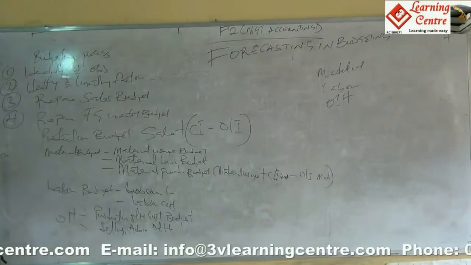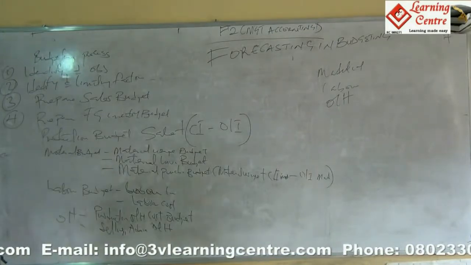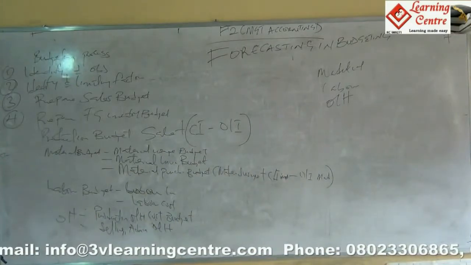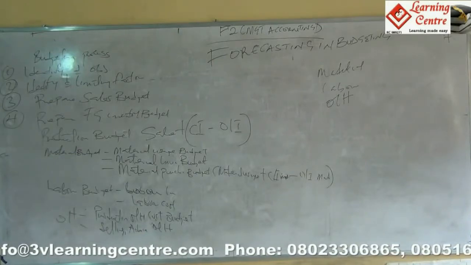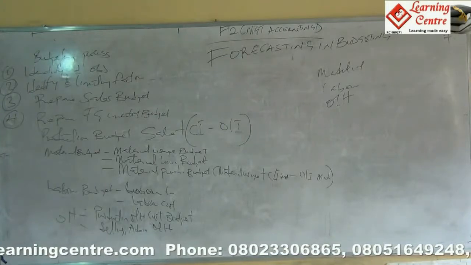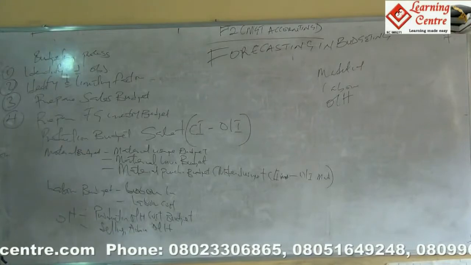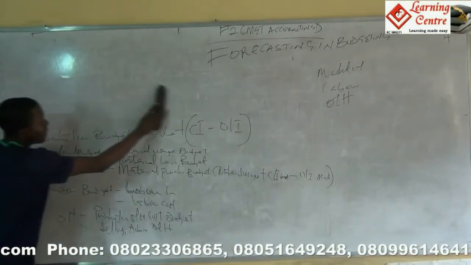We've done all these things before, so you can just take the video. I'm just doing an overview for you. Now, after that, we went on to talk about forecasting and budgeting. We started by asking, how do we derive the figures to be used in budgeting? Okay? And we said there are various techniques we can use to forecast figures to be used in budgeting. We started with the high and low method.